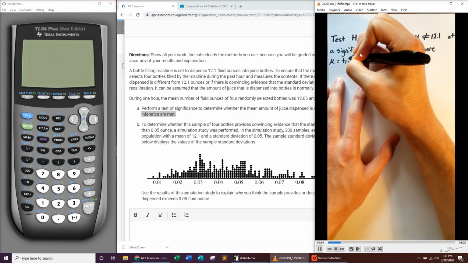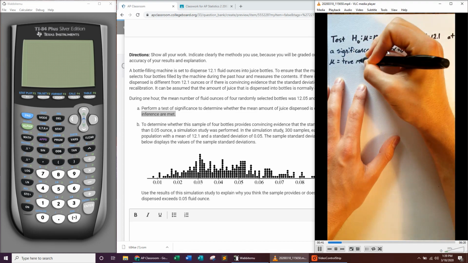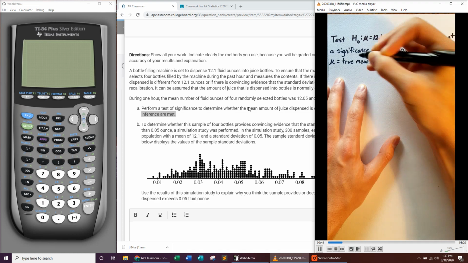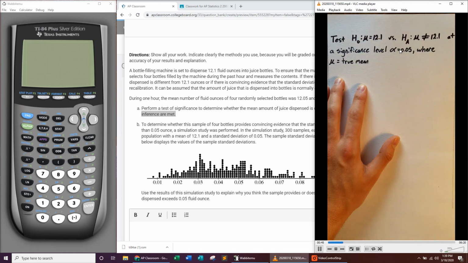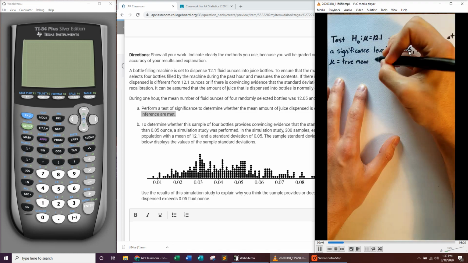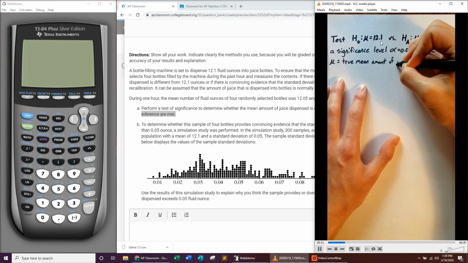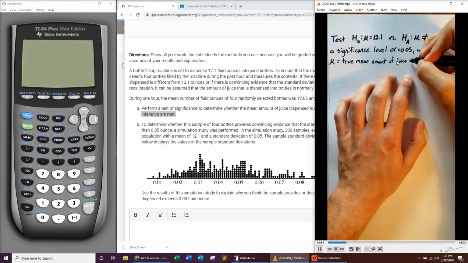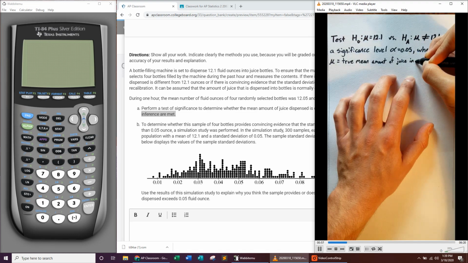We also want to state our significance level. They don't tell us what significance level to use here, so we use the default that alpha is equal to 0.05. And since we're saying mu is equal to 12.1, we ought to say what mu is. So let's define this parameter mu. It's the true mean amount of juice in the sample of bottles. Cool.